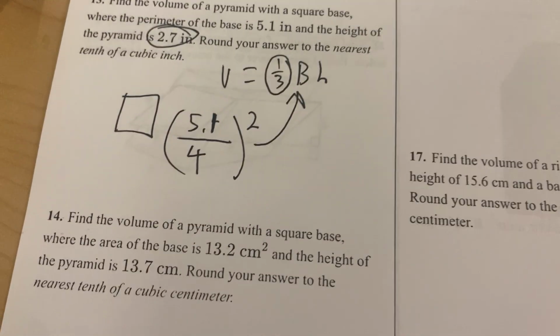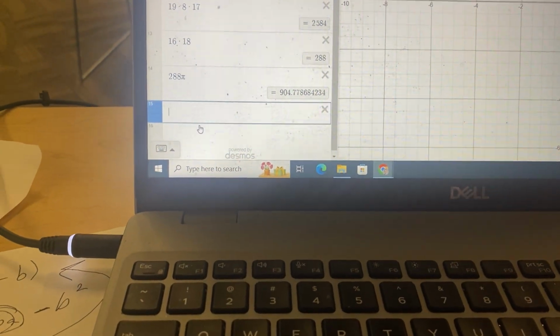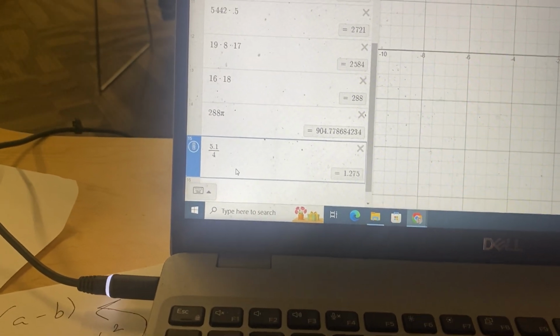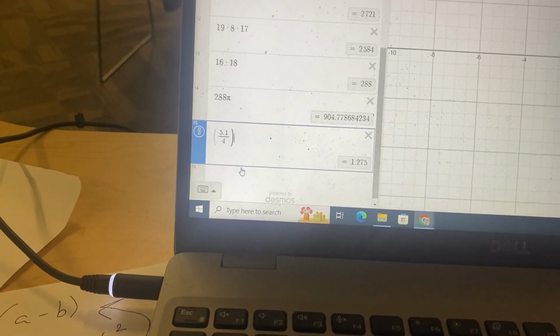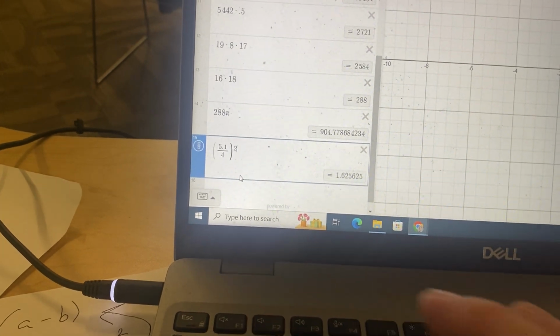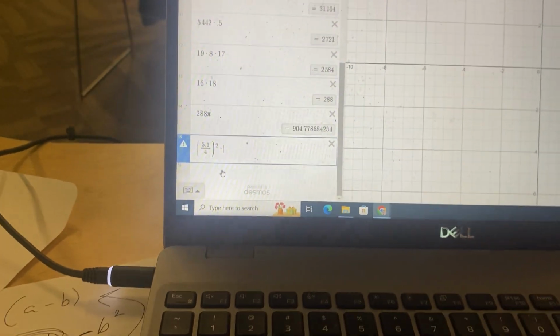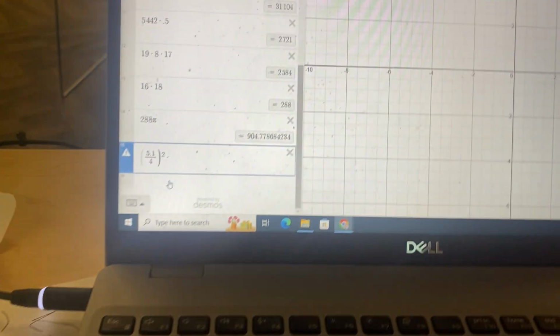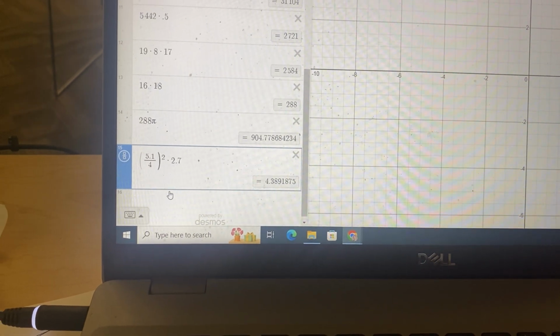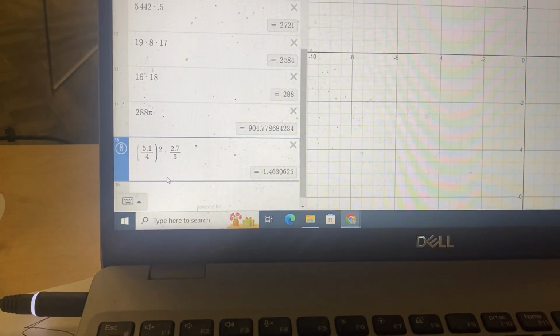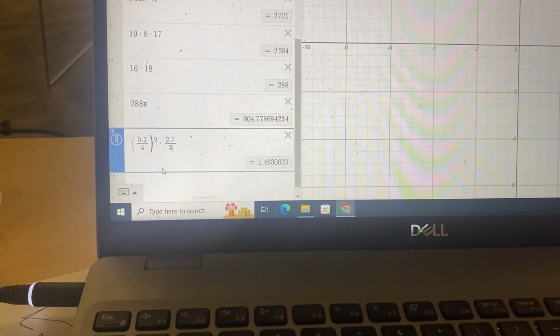And I can do that all in one step on Desmos. Okay, if I'm looking at this, I go 5.1 divided by 4, and I can just put a set of closed parentheses there. I can square that. That gives me my area of that square base. I multiply that by my height, which was 2.7. And then I'm going to divide by 3 because it's a pyramid. This should be my volume, okay? You're gonna get a formula chart. It's gonna have the formulas on here, but you still need to know how to do it.